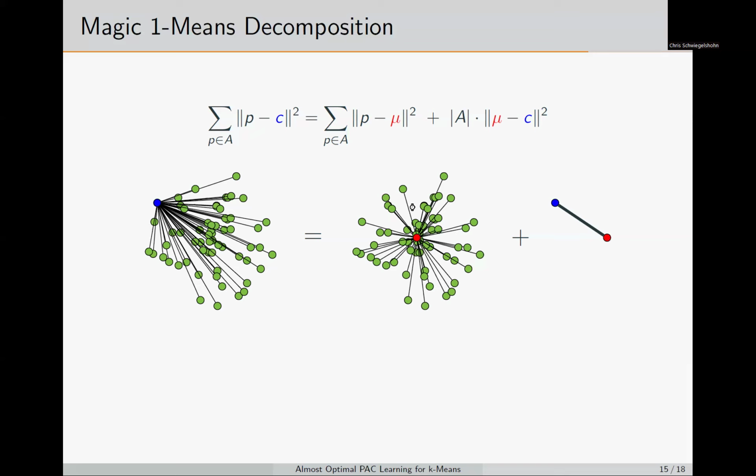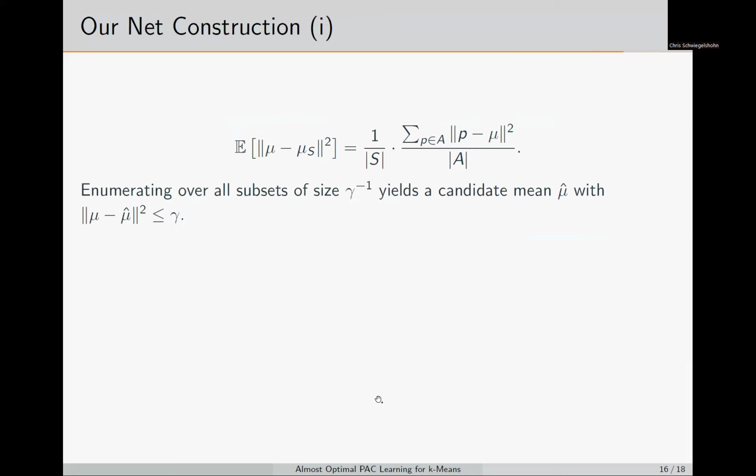As a consequence of this identity, if you now sample a few of these green points and take the empirical mean on the sample, you can show that in expectation, the squared distance between the empirical mean and the true mean is the average 1-means cost times 1 over S. So what does this imply? Well, if we set the sample size to be of the order gamma to the -1, we get a candidate mean that is epsilon approximate. The distance between the true mean and the sample mean is going to be at most gamma, because the average cost in the unit sphere is at most 1.